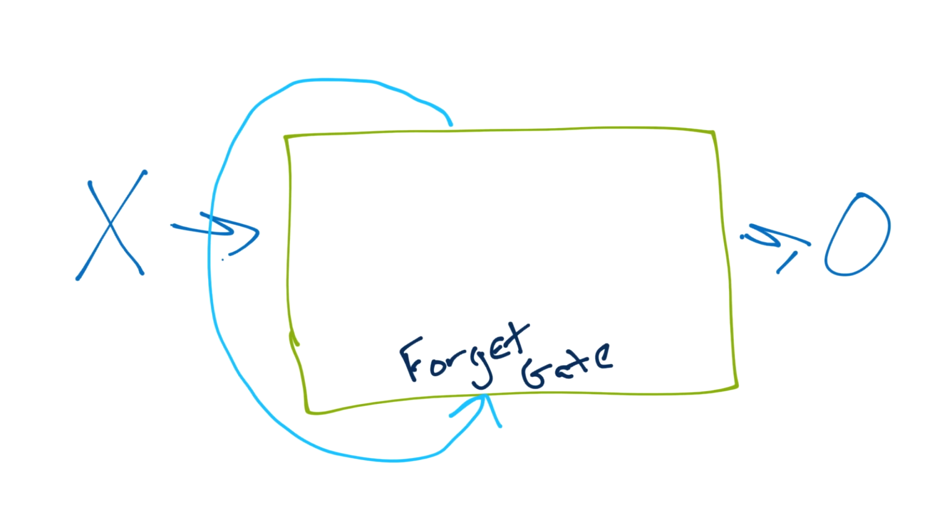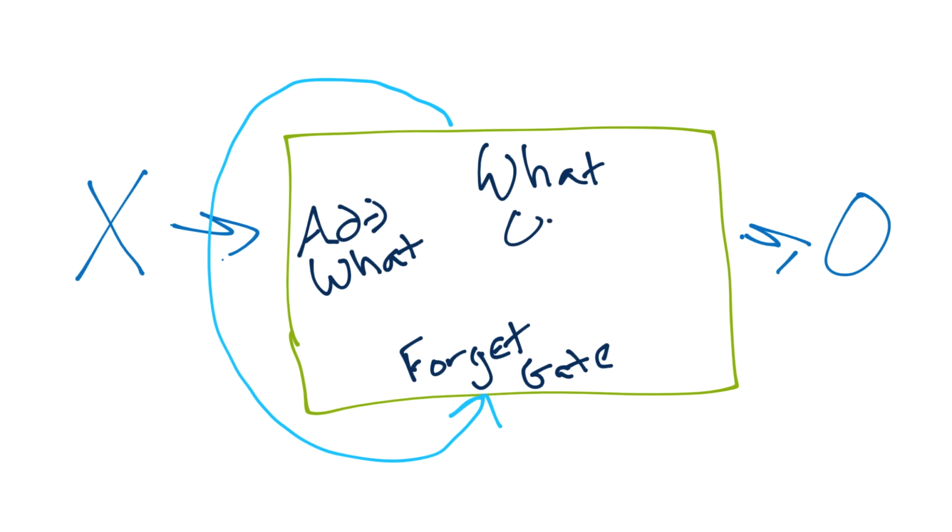And then from there, you've got your input, right? This X input that's coming in. And then we have a question of what do we want to add? So we'll say add what? From this new input, what do we want to add? And then finally, we have the question of what do we want to output?